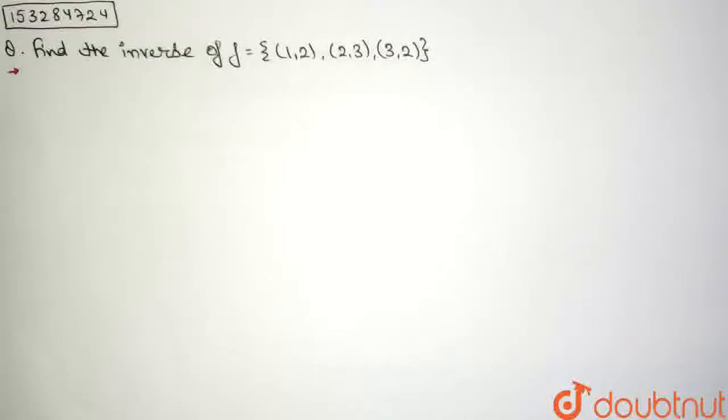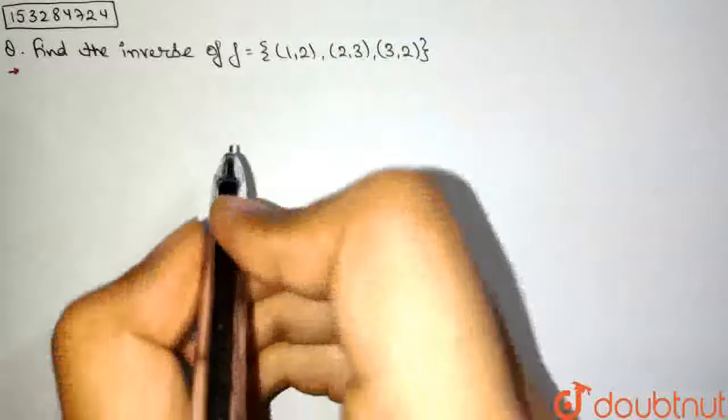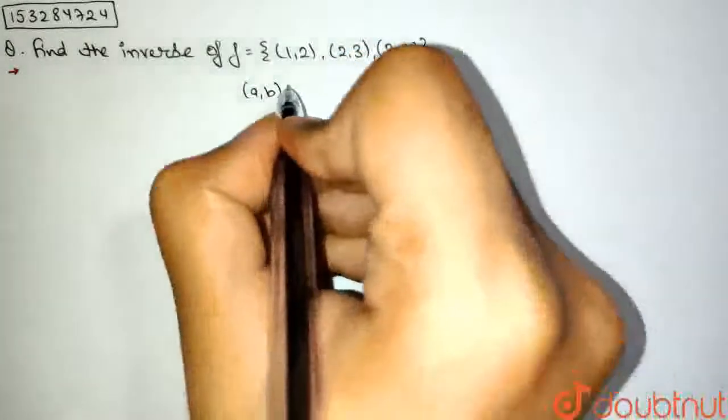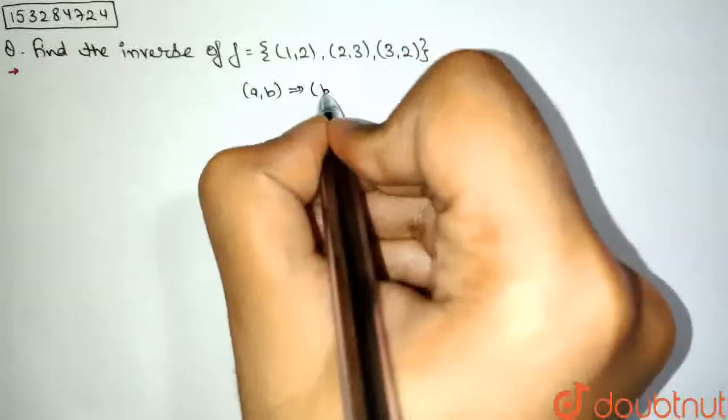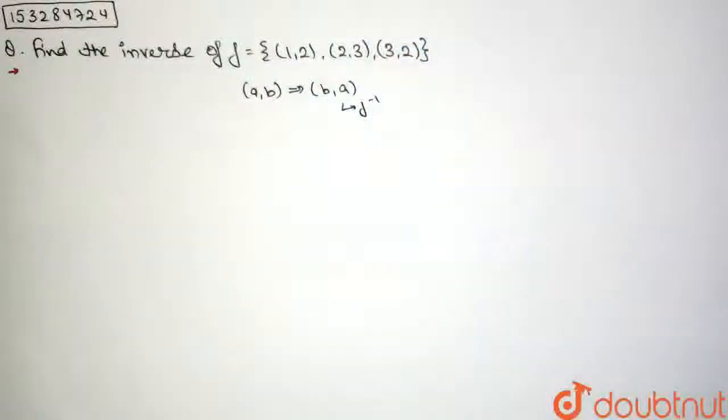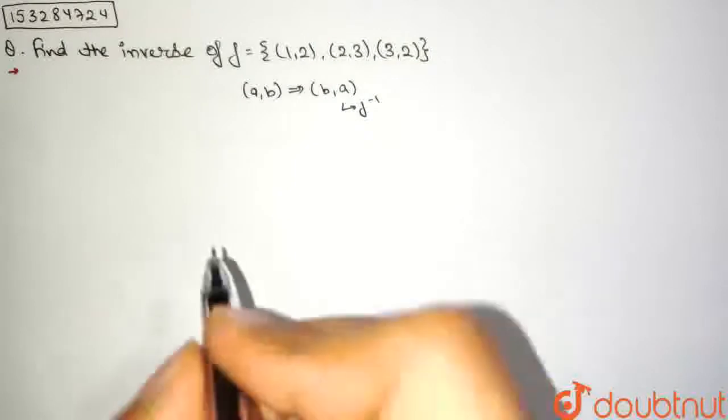In order to find the inverse of a given function, we need to invert the elements. So here in this function f, we have three different elements: (1, 2), (2, 3) and (3, 2). If we represent these elements as (a, b), we have to change them to (b, a) for f inverse. So let's invert each of the elements.